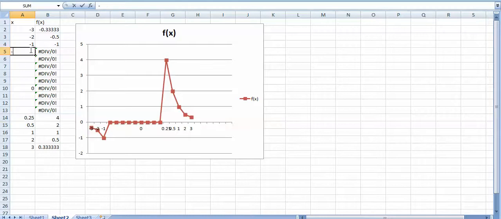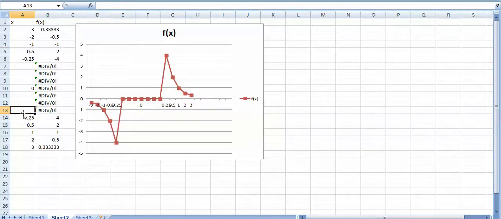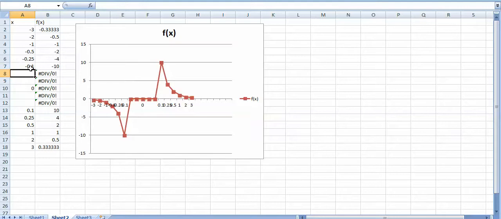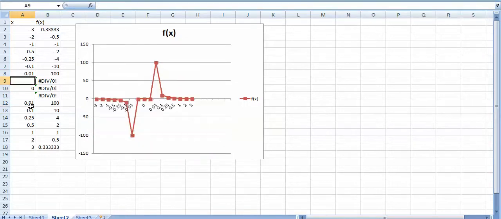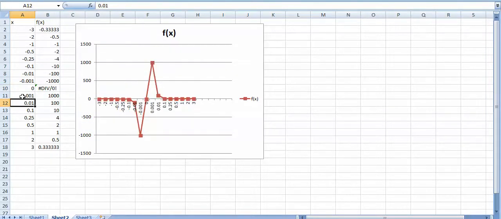All right, let's go negative 0.5. There we go. Negative 0.25. How about I go 0.1? Let's see what happens there. Negative 0.1. Interesting. Let's do 0.01, negative 0.01. Let's try negative 0.001. Oh, okay. Is that where we're going then? 0.001 goes up to 1,000.